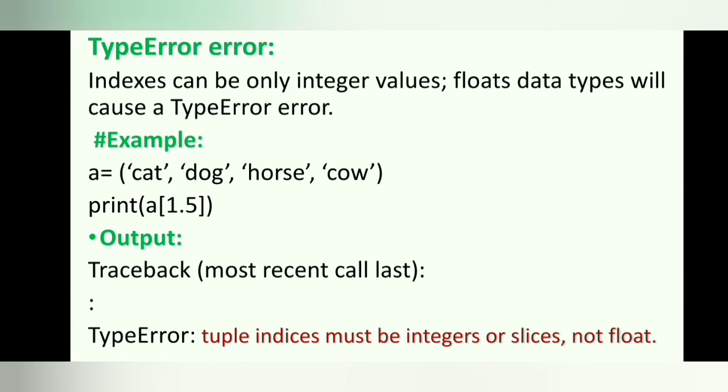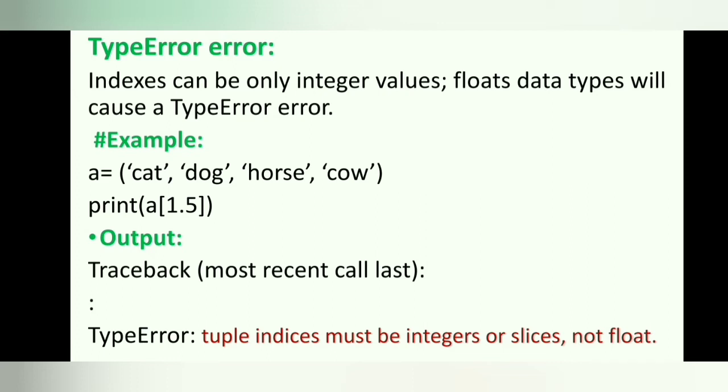TypeError. Indexes can be only integer values. Floats data types will cause a TypeError. Example. This example will cause a TypeError. Indices can be only integer values, not float, string or non-data types. But here we have used a float value, so Python will return a TypeError message that tuple indices must be integers or slices, not float.